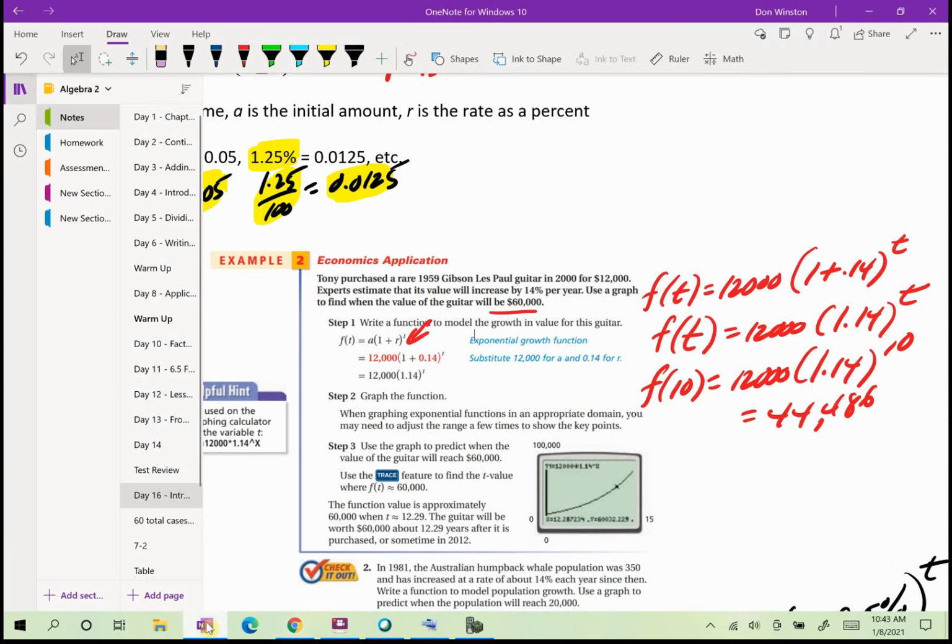So when is the value of the guitar going to be worth more than 60,000? Well, between the 12th and 13th year.